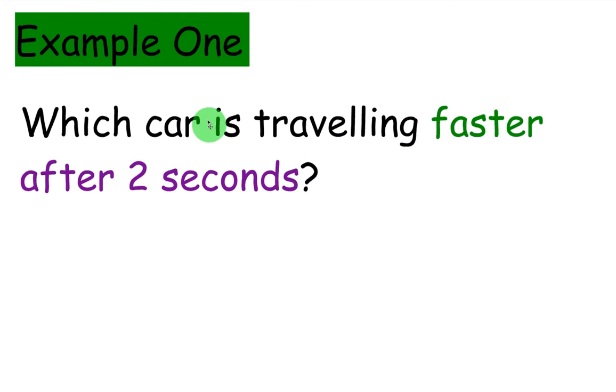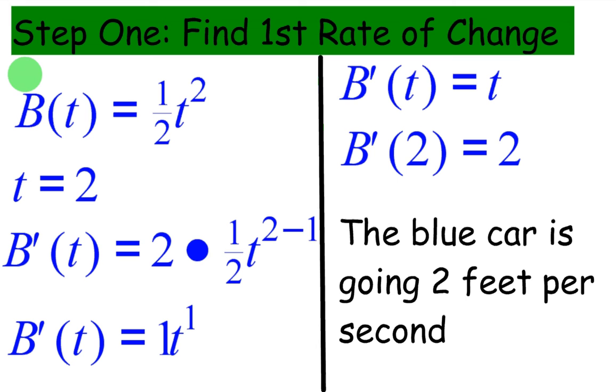Here's example 1. Which car is traveling faster after 2 seconds? Is this an instantaneous rate of change or average? Well, because it's at a particular point in time, we're talking about instantaneous rate of change. When you're comparing rates of change, you have to find the first and the second, right? So let's find the first rate of change.